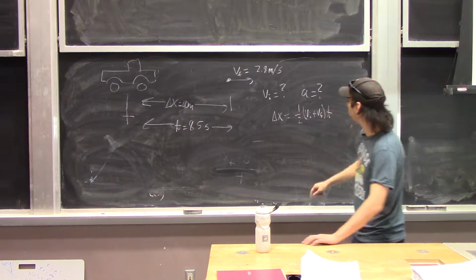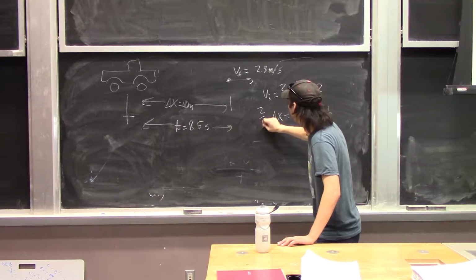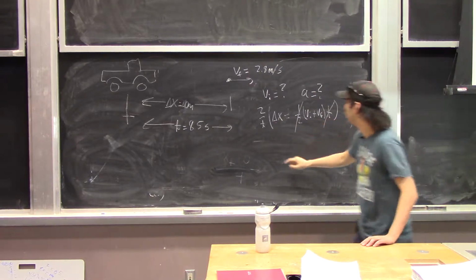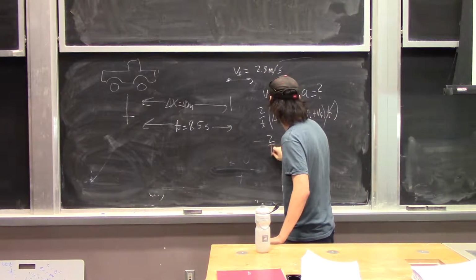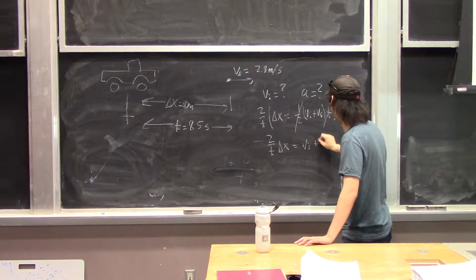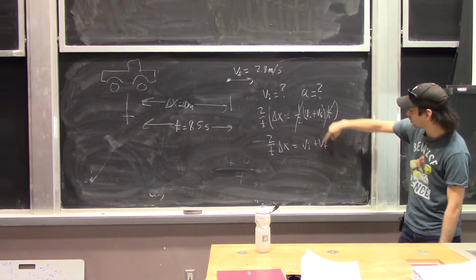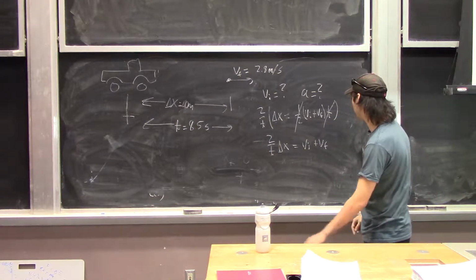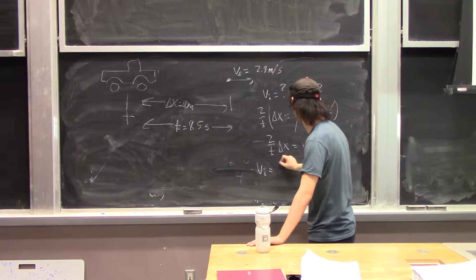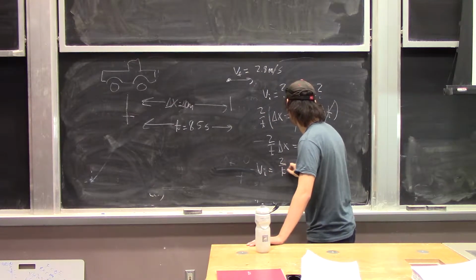So what I can do is multiply both sides by 2 over t. That cancels it on this side, so this is going to be 2 divided by t times delta x is equal to vi plus vf. Then I can subtract vf from both sides, and when I do that, I see that vi is going to be equal to 2 divided by t delta x minus vf.